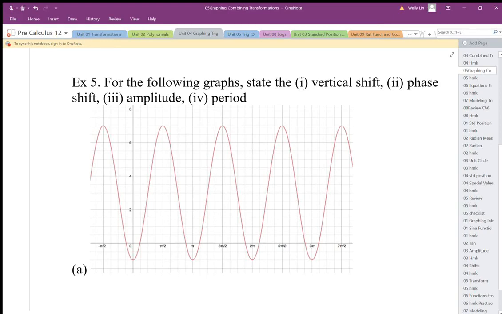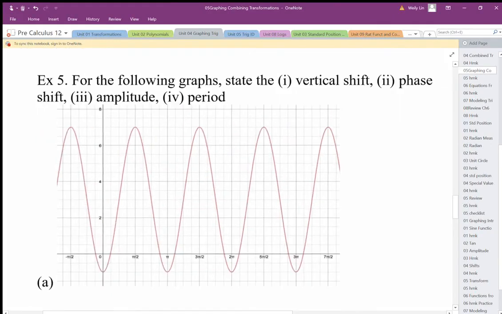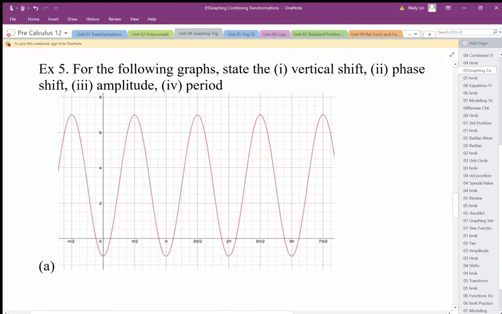In this problem here, we're going to be finding out the vertical shift, the phase shift, amplitude, and period. So how do we do that from the graph? Okay. So we're going to kind of work in reverse of what we've been doing already.